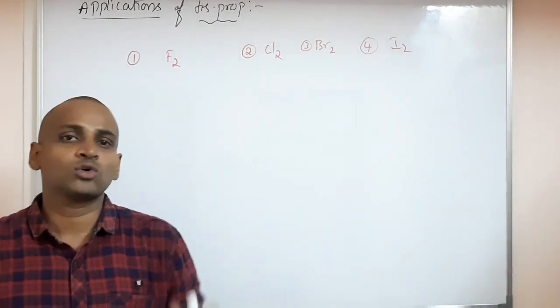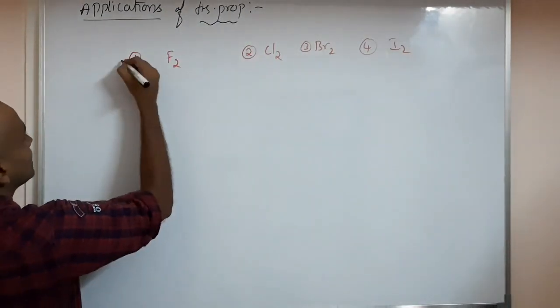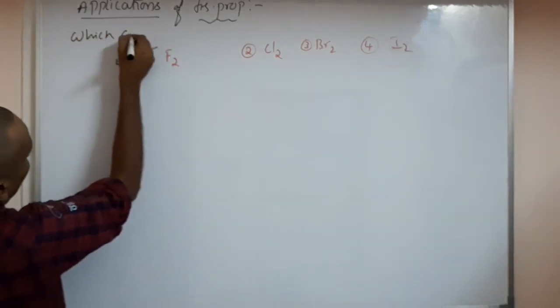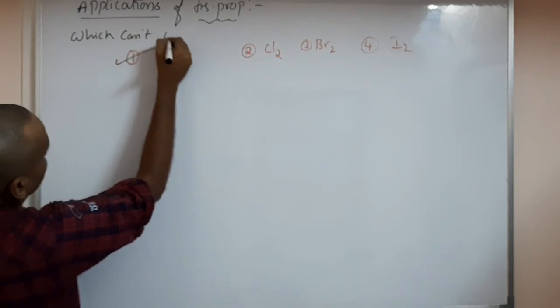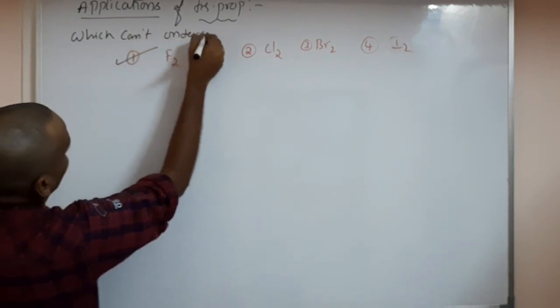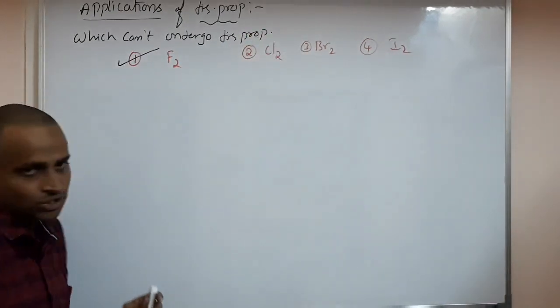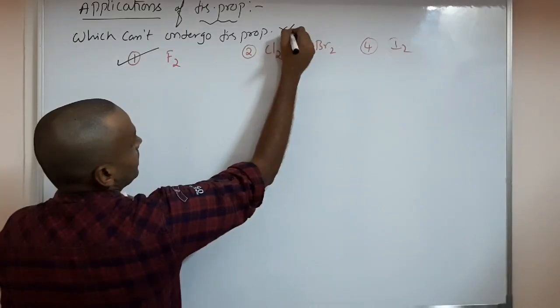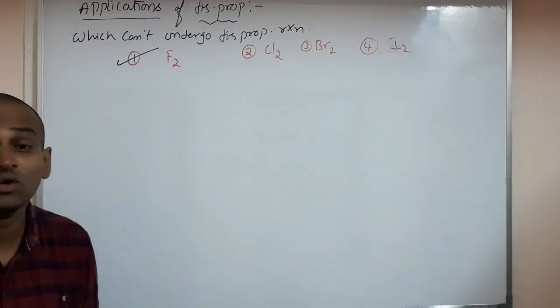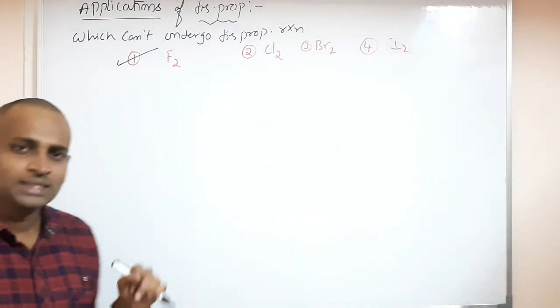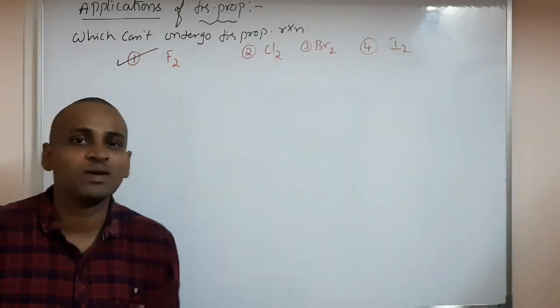Who cannot undergo disproportionation? F2. The question is: which of the following cannot undergo disproportionation reaction? The answer is F2. Sir, why F2? I will explain now.